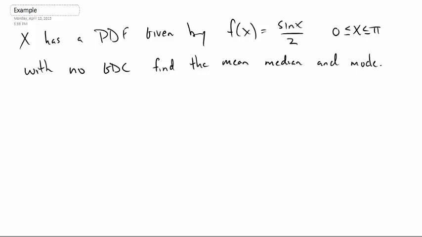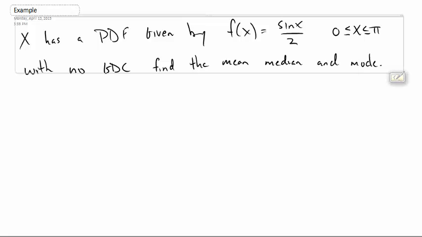All right, let's do a couple more examples with a continuous probability distribution, probability density function. We have f of x equals sine x over 2 defined over 0 to pi. Without using a GDC, we want to find the mean, median, and mode. Without the GDC? Seriously? Is that what you're thinking? We can do this because we know how to graph this function.